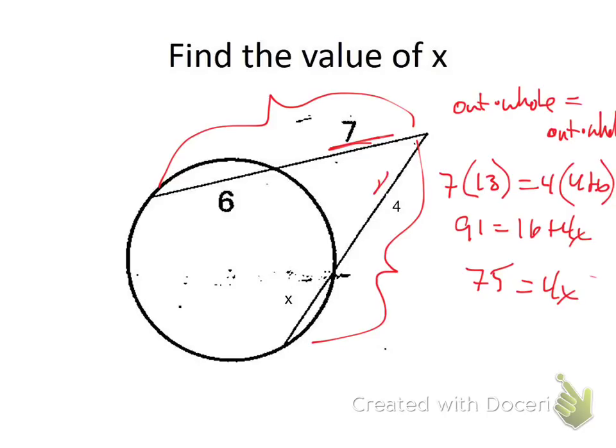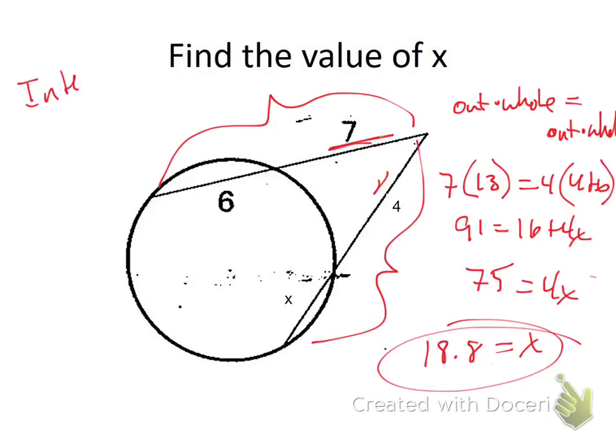Let me check my math really quick, and that does sound about right. And so now you divide both sides by 4. And since we're talking about lengths, it does make sense to go ahead and get a decimal answer here. So x is going to be 18.8. Okay? And just remember that we do not go by the picture here, right? So anyway, that's what happens when your segments intersect outside.